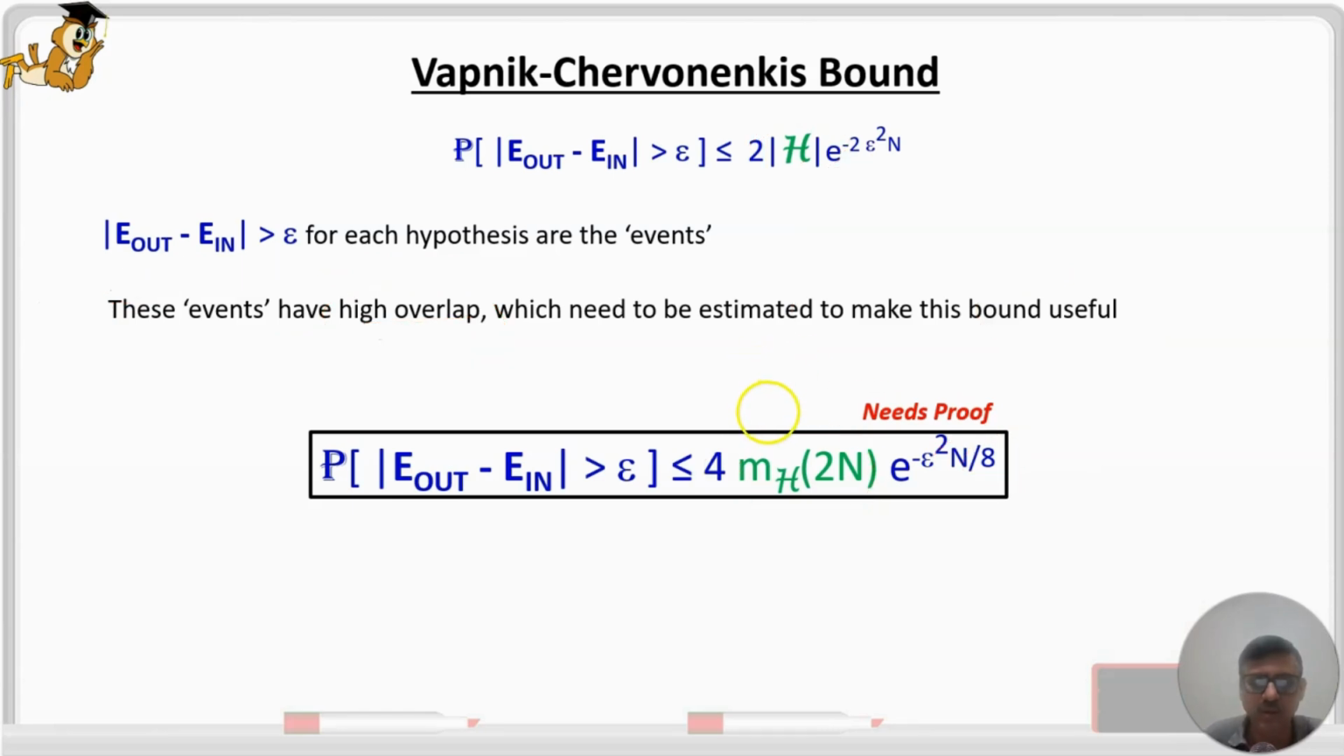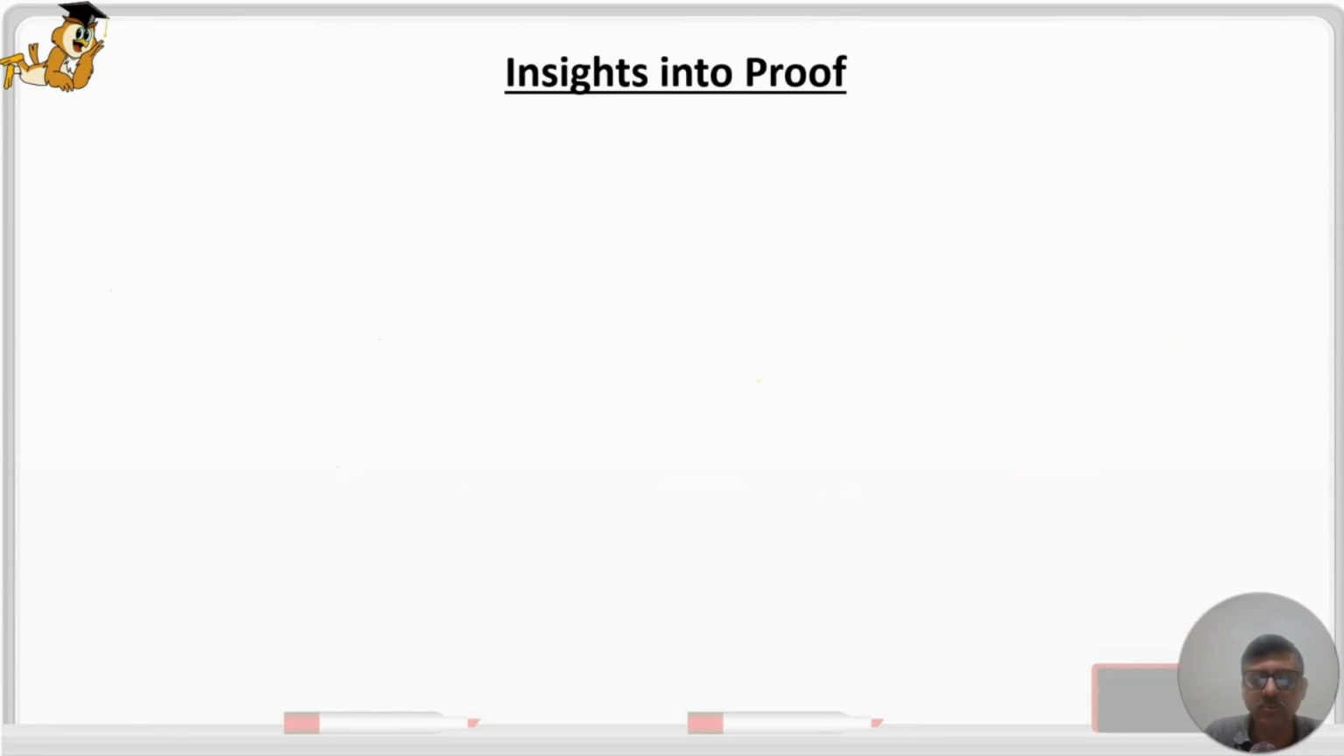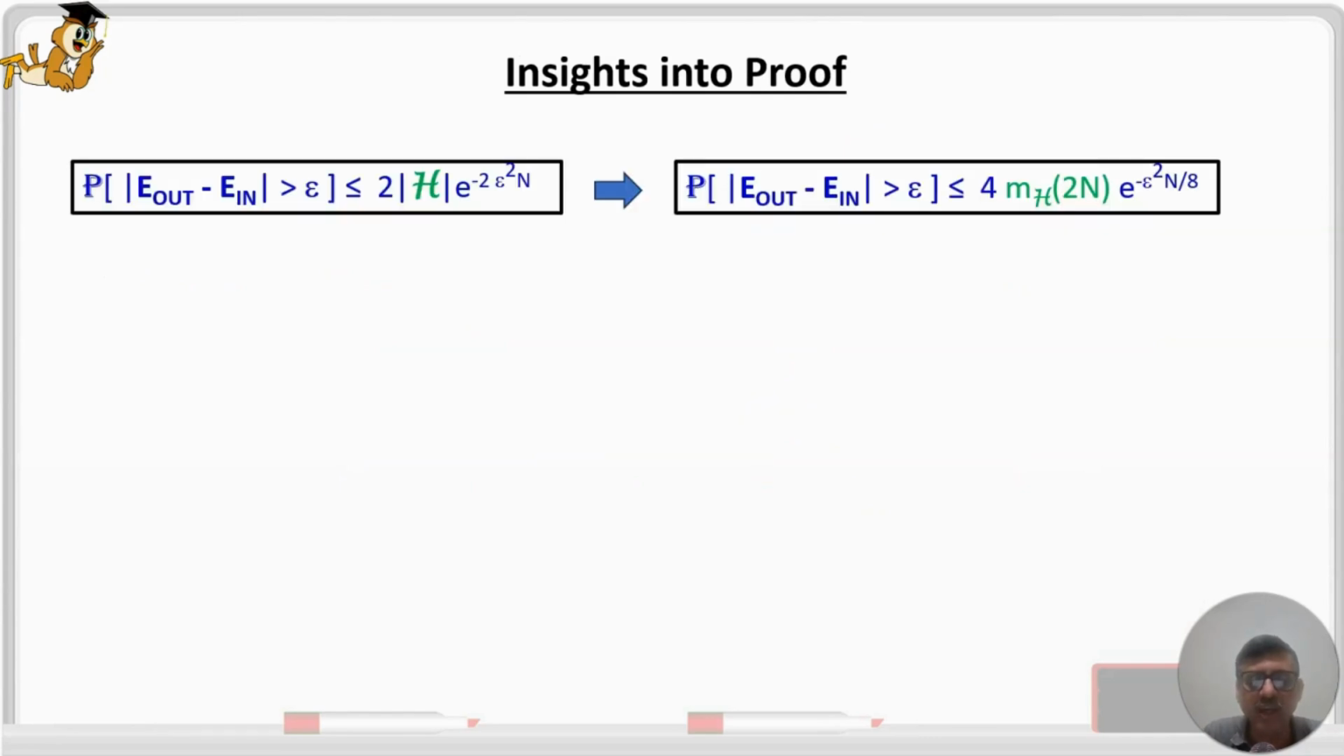Insights into the proof. We made this transition from the result which we knew to the VC bound that looks like this. And as we said, a few things have changed. Instead of the cardinality of the hypothesis set, we now have the growth function, which is the biggest, most seminal and important change. And of course, certain constants have changed here and in the exponent as well.